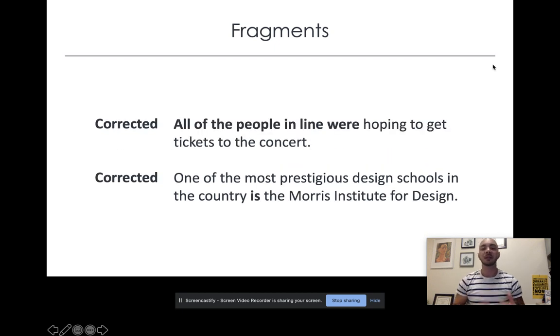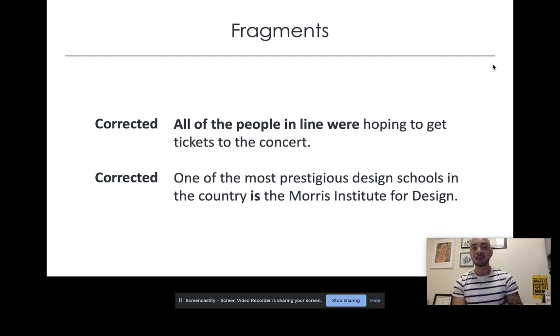So there are some ways that we can correct fragments. We can do that by adding information to them or sometimes taking information away. In the case of a fragment that is a phrase, we need to add the missing information to it. So in the first example, all of the people in line were hoping to get tickets to the concert. Well, now we have both a subject and a verb, and the original phrase, hoping to get tickets to the concert, becomes part of the predicate.